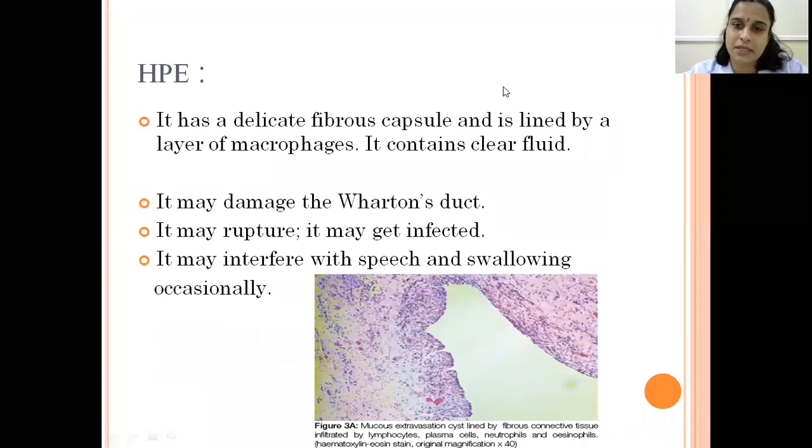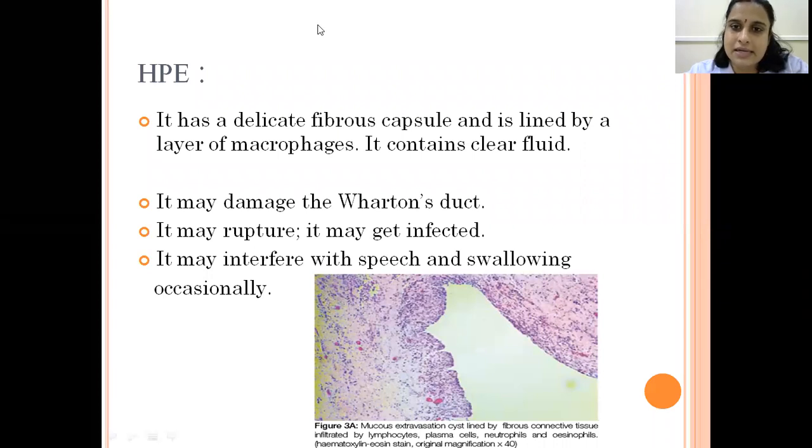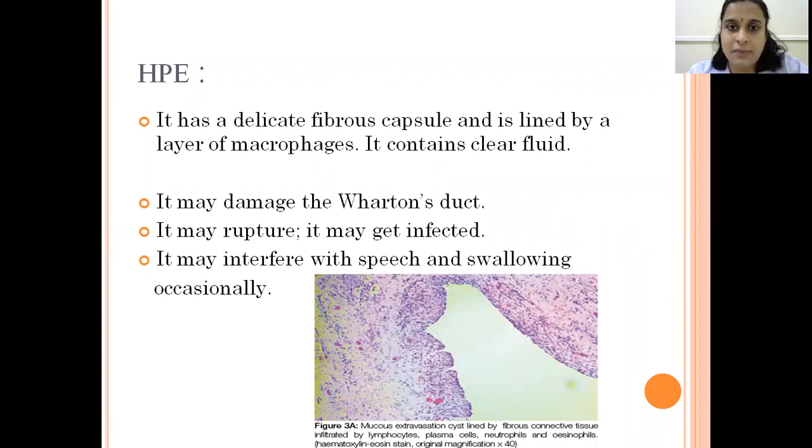What is the histopathological finding in a ranula? It is a cystic swelling. So it is a true cyst. So it has to be lined by an epithelium. It is a fibrous capsule which is lined by a layer of macrophages. And it contains clear fluid which is nothing but saliva. The retention of saliva causes a retention cyst initially, and when this ruptures, it leads to an extravasation cyst.